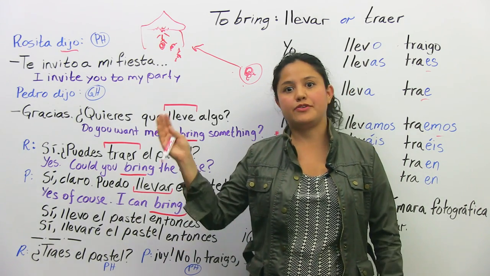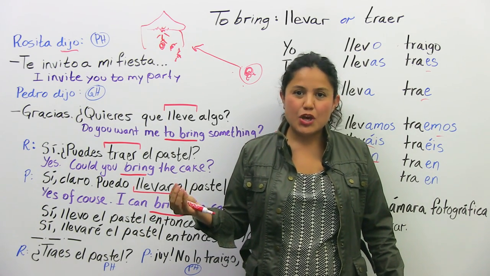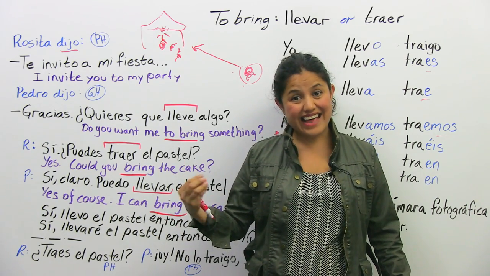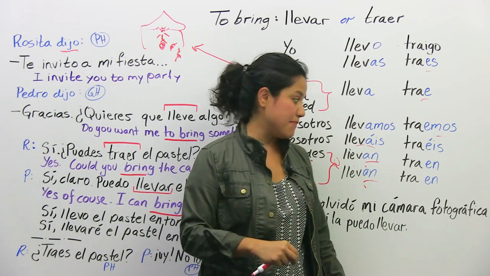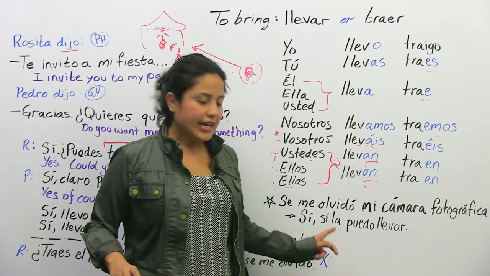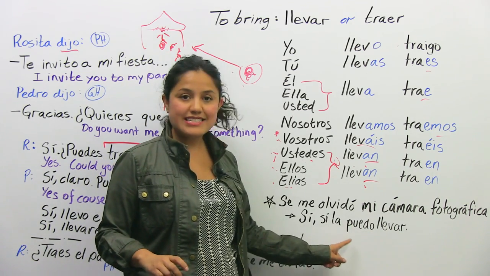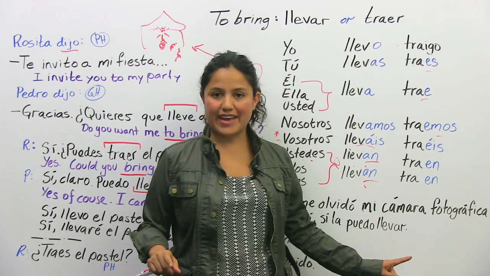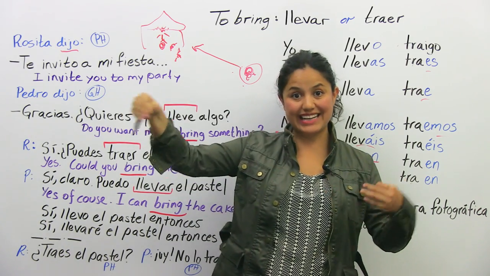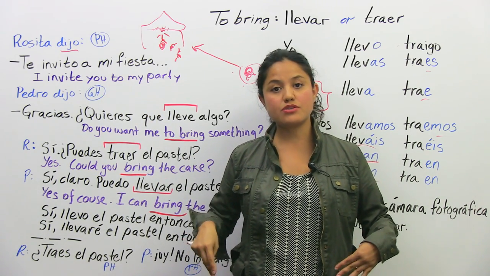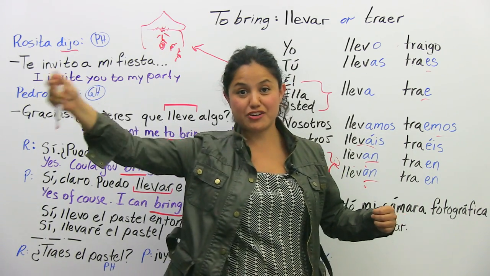And she's like, oh, you always forget stuff. I'm sorry. And I asked her, ¿puedes traer la cámara? I asked my mom, ¿puedes traer la cámara? And she replied, yes, I'm going to bring the camera. Sí la puedo llevar. Why? Because I'm telling my mom traer, because I'm here. I want her to bring that here. And she is using llevar because she is bringing that object from there to here.